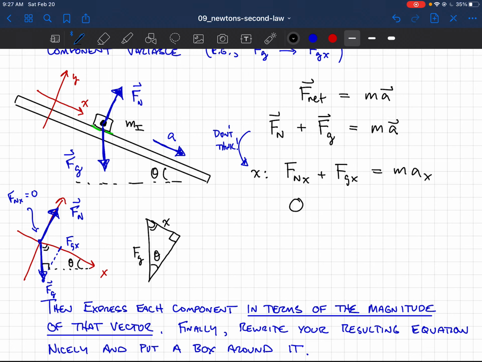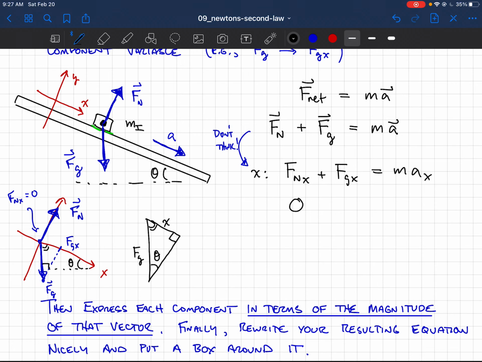And I did the same thing for these two. The x component of the normal force turned out to be 0. The x component of the force of gravity, I've written in terms of positive quantities, the magnitude of the force of gravity and the angle that we were given. This is going to be our first boxed equation, so I'm just going to clean it up a little bit. I get magnitude Fg sine theta is equal to ma. And all of those are just positive constants, which we were either given or we might want to find.